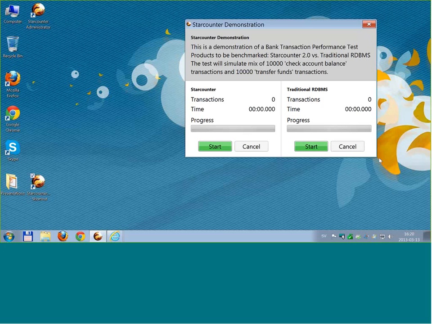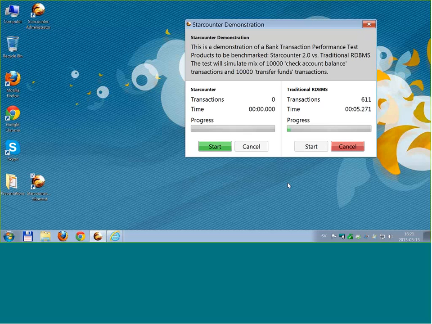So this application is built to demonstrate the performance in a bank application. We simulate here that 10,000 persons will check their account balances, and at the same time, 10,000 other persons will transfer funds between two different accounts. And I will actually start this demonstration today by starting the traditional relational database part of it.